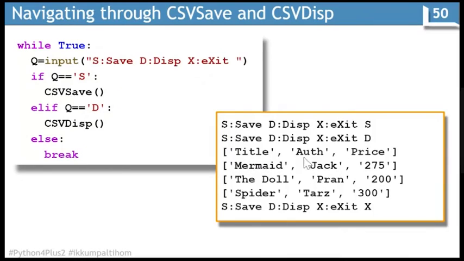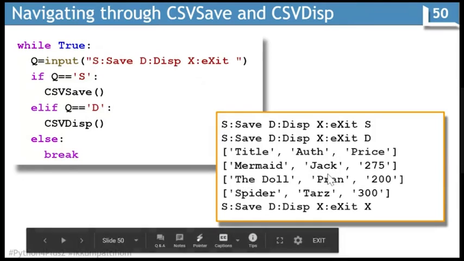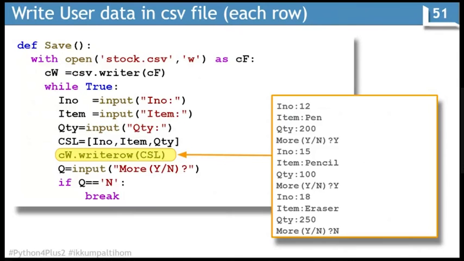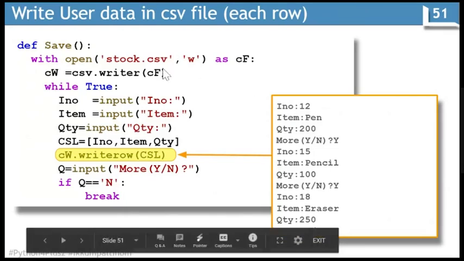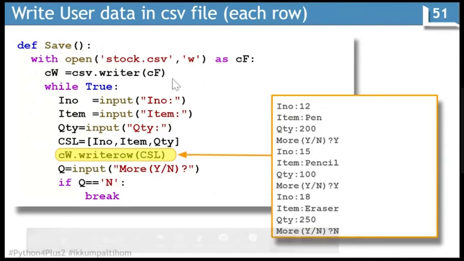So you can see title, author, and price: Mermaid, Jack, and 275; The Doll, Pran, and 200; and Spider, Tars, and 300. Now, this is another example where we write user data in CSV files. In the earlier case, we were writing fixed content, and here we are allowing the user to write the content. So we are opening the file in W mode, and we are creating an object cw with the help of csv.writer, and there is no delimiter, which means it is going to be comma separated.